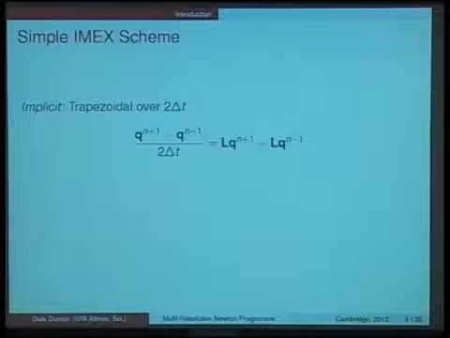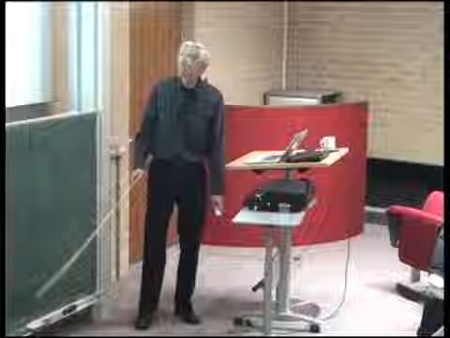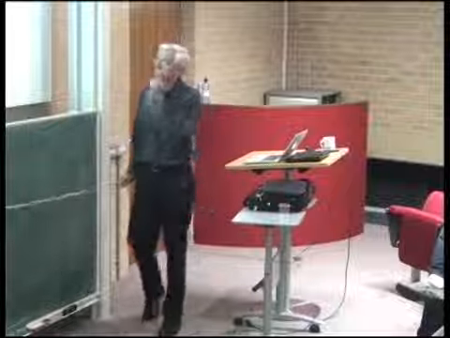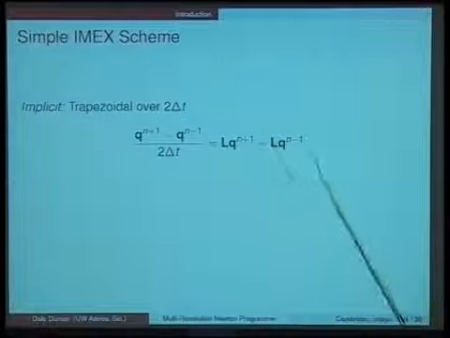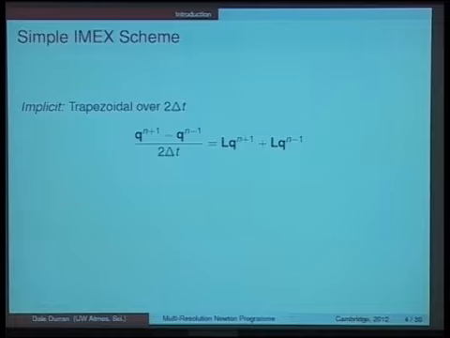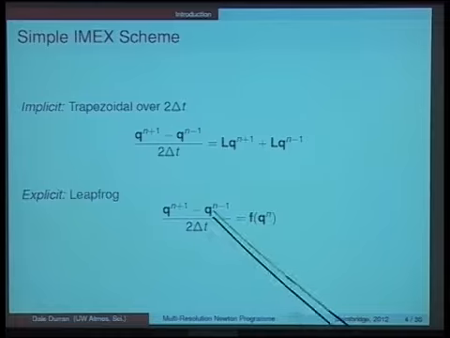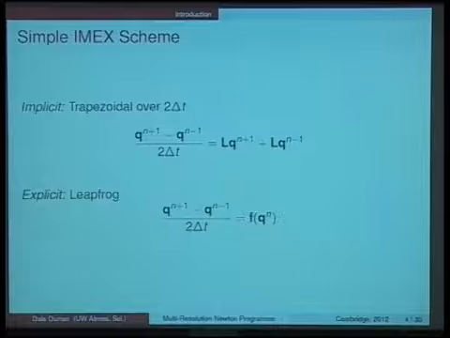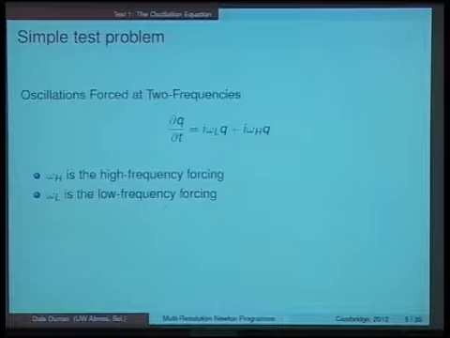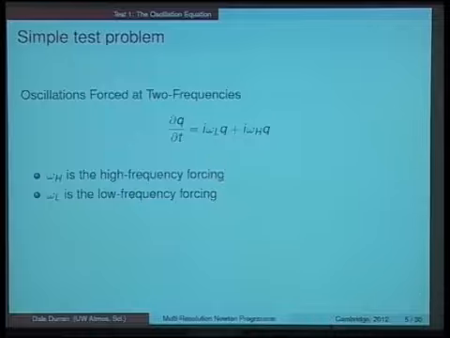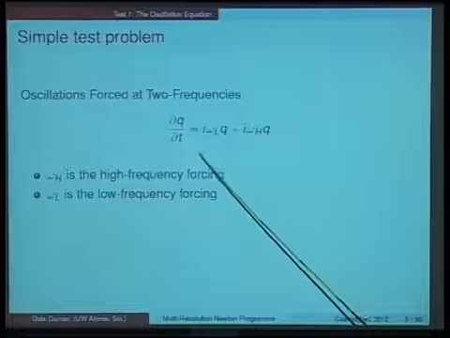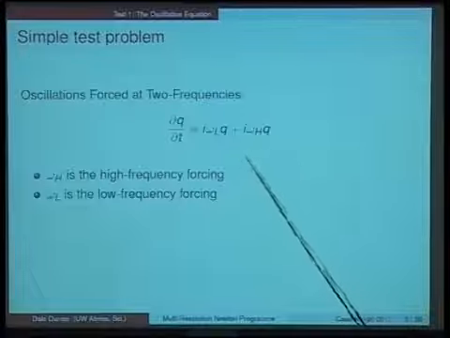So if we think about a simple IMEX method, the most famous and simplest one is trapezoidal over 2 delta t for the implicit part, something we've used in atmospheric science for some time, and an explicit leapfrog scheme. And if we look at how this behaves in a simple test problem, similar to what we heard about yesterday from Sarah Jane, we're going to have an ODE, so we've suddenly lost our PDE.